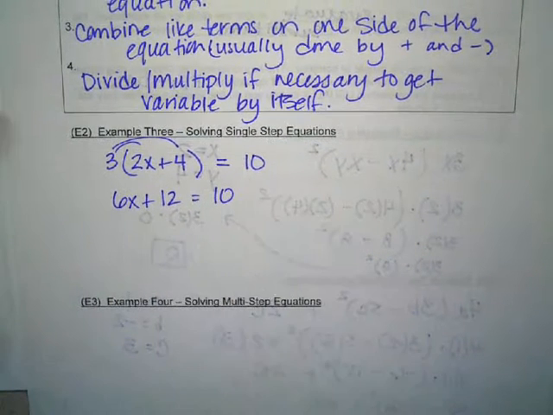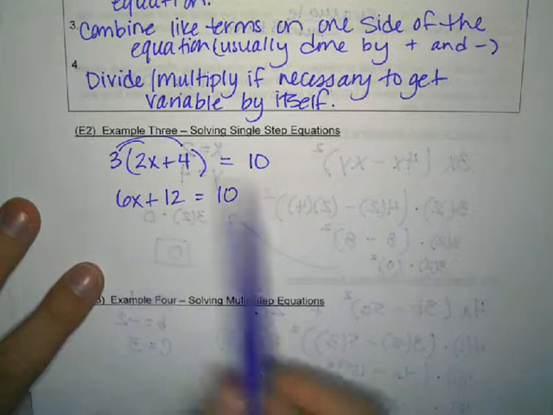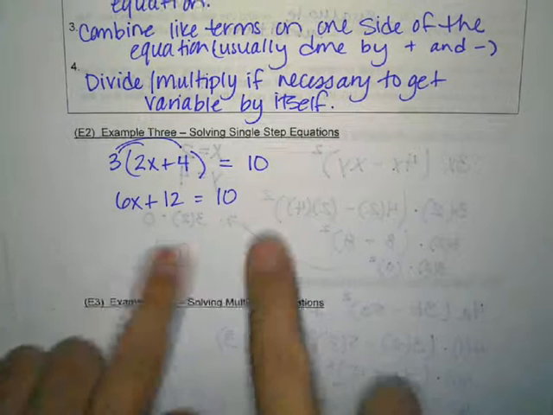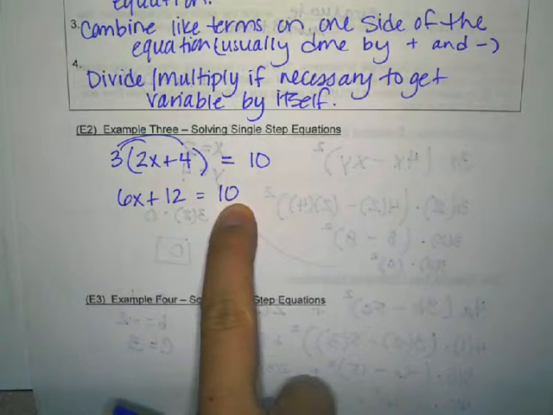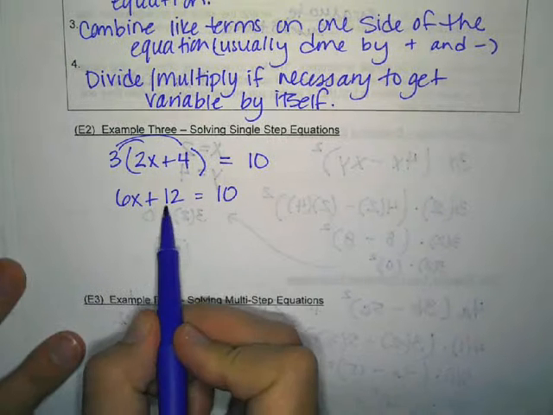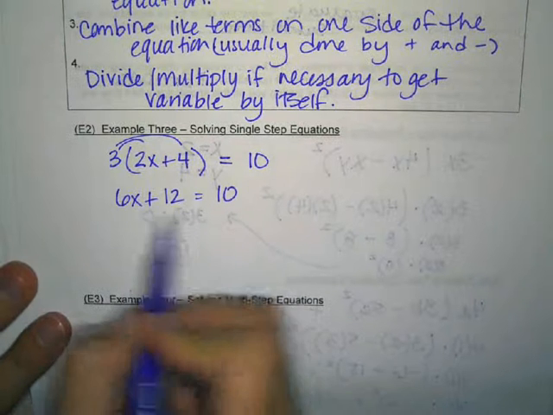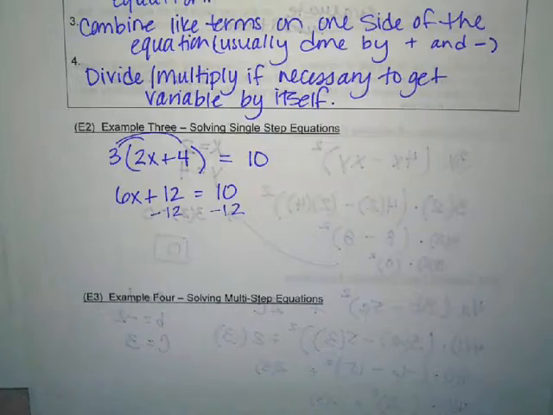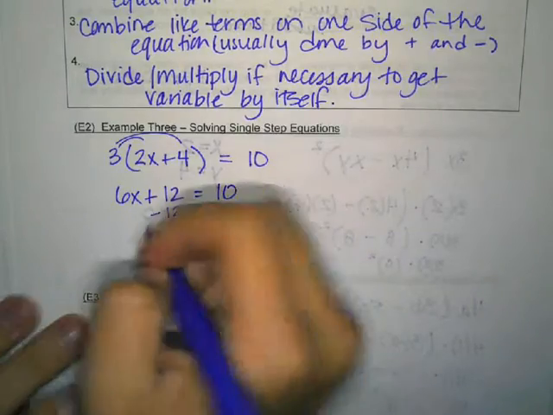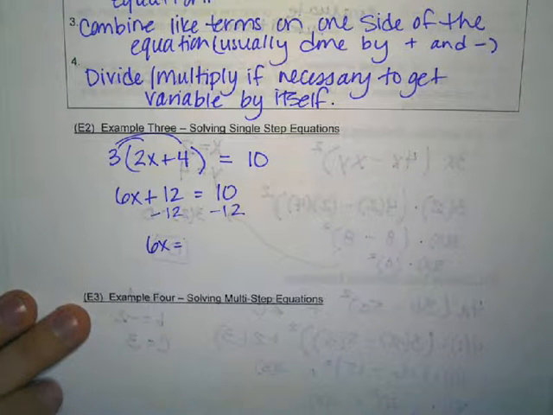So then we combine like terms on one side of the equation. My like terms, if you look at the whole shebang, are these two numbers, right? They're both just plain numbers. So I'm going to combine those together by getting the 12 over to the right-hand side of the equation. Since it's positive, to get rid of it on the left, I subtract it. And whatever you do to an equation, you do to both sides to keep it balanced. So you get 6x equals, what's 10 minus 12? Negative 2.